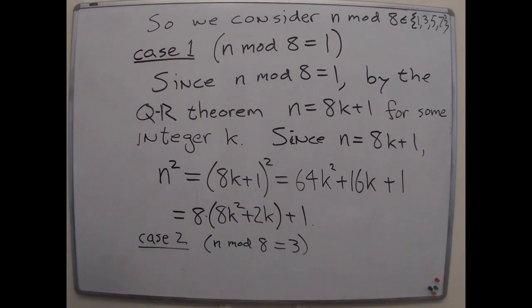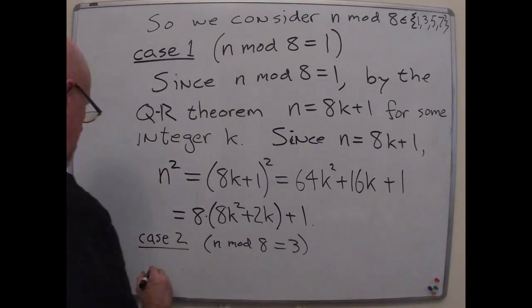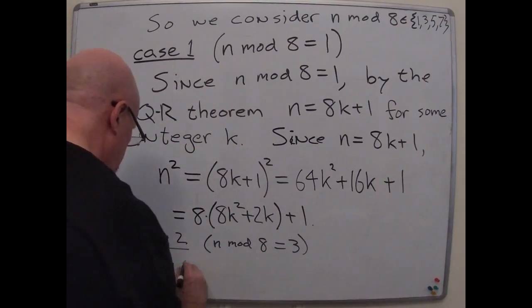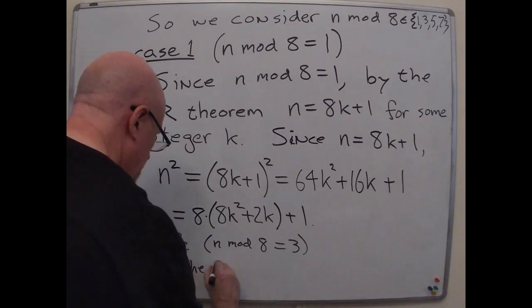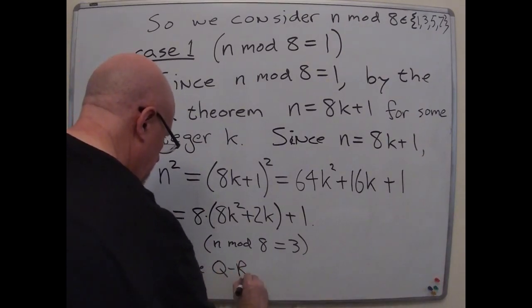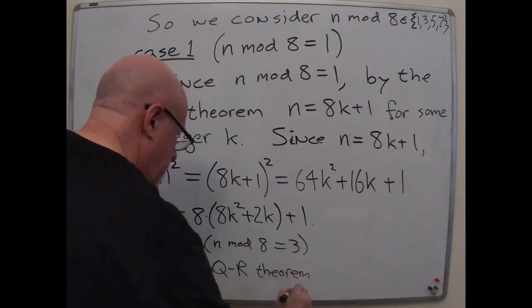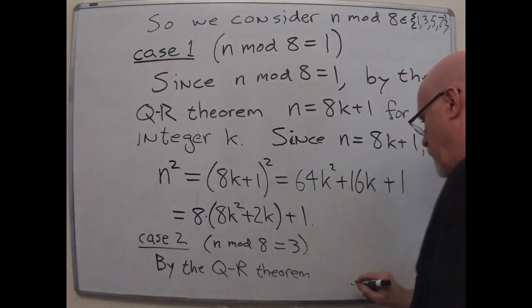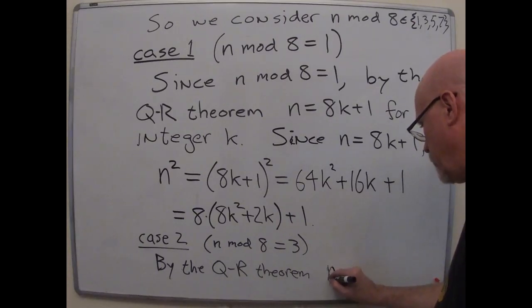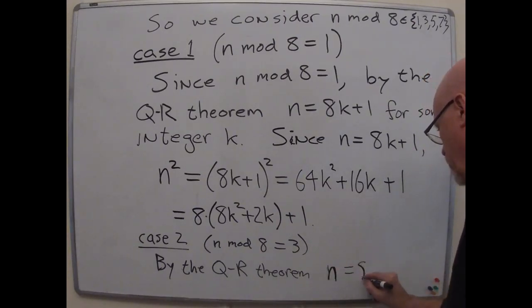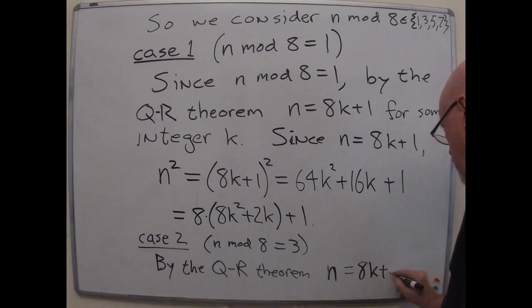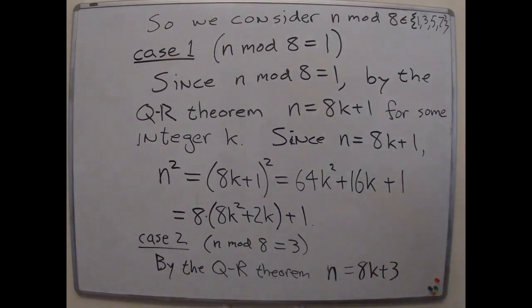I will try to abbreviate some stuff, and we don't have to do the "since n mod 8 is equal to 3," but again, let's just say by the QR theorem, that's pretty decent abbreviating too. By the QR theorem, n is equal to 8k plus 3 for some integer k.